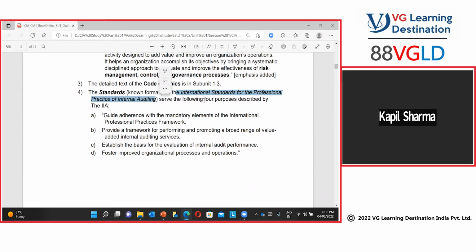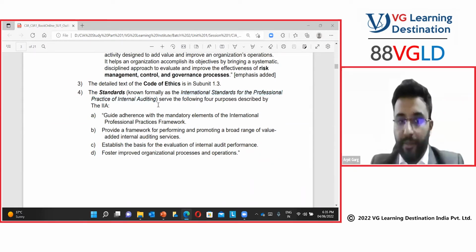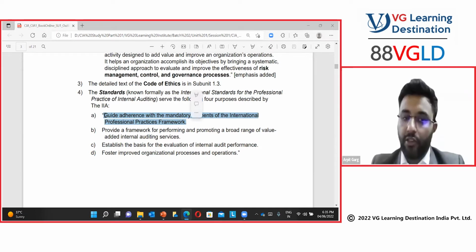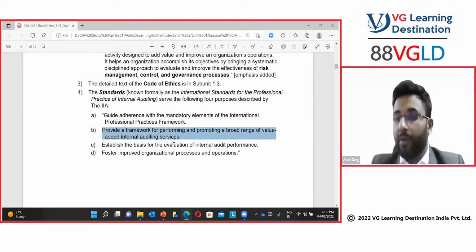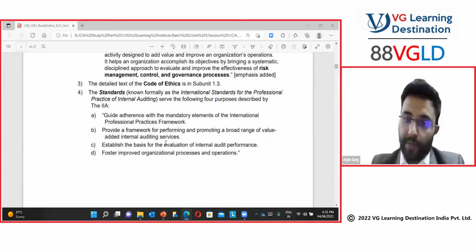All right. The standards serve the four purposes that are described below. Now, what are the four purposes of standards? It says guide adherence with the mandatory elements of the IPPF framework. What is guide adherence to the mandatory elements? You all know mandatory elements now. Is that correct? What are the mandatory elements of the IPPF framework? Yes or no? Yes. The mandatory guidance. The four things. Yes. It provides a framework for performing and promoting a broad range of value-added internal audit services. It establishes the basis of evaluation of internal audit performance, and it fosters improved organization, process, and operations.